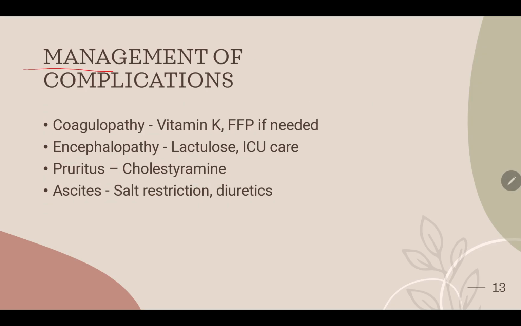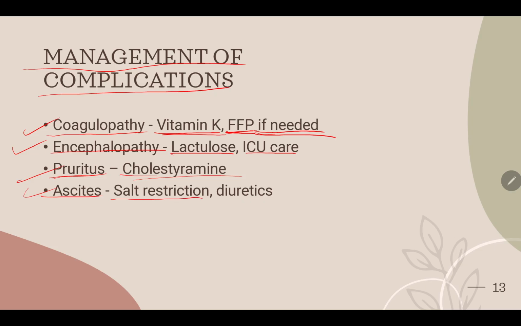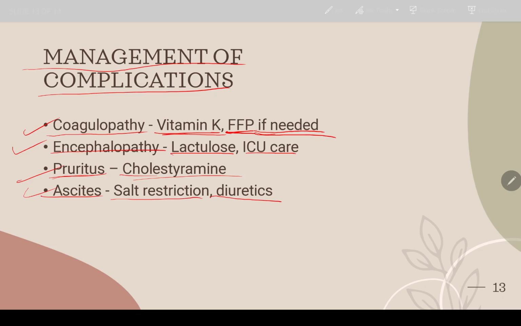Management of complications. What could be the most common complications in this jaundice? One is coagulopathy. If there is any coagulopathy, vitamin K should be administered and fresh frozen plasma if needed. So this is very important. Then encephalopathy is also very important. You have to give lactulose and ICU care. Lactulose is a life-saving drug in encephalopathy. Then pruritus, you could give cholestyramine, and in ascites you should do salt restriction and diuretics should be given for lowering the fluid volume.